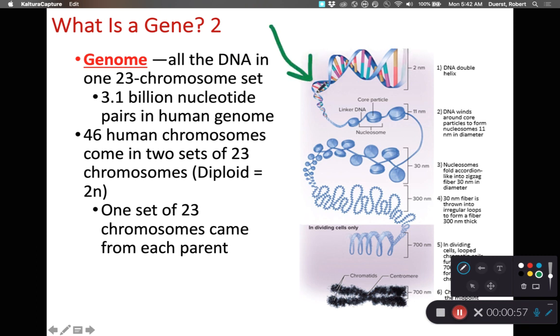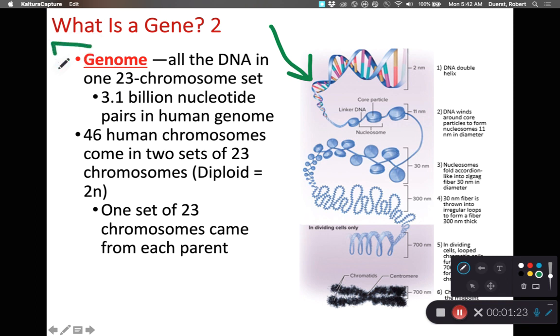We have DNA being wrapped around histones to make a nucleosome, and then they wrap around themselves and wrap around themselves until we can see a chromosome. When we look at human beings, we have 23 chromosomes per set, and we have two sets of chromosomes.